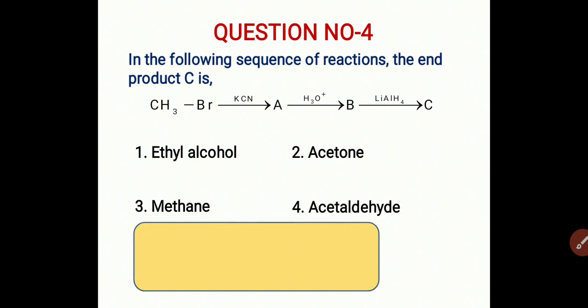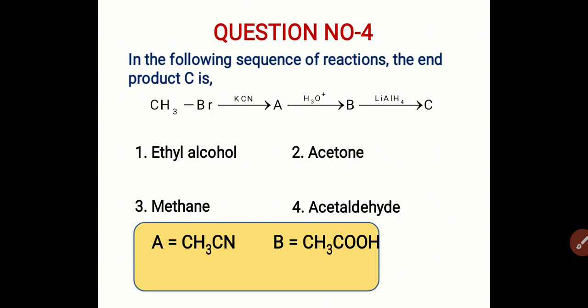So my dear students, what is the hint in this particular case? KCN reacts with CH3Br, and you are going to get a cyanide. Remember, AgCN gives rise to isocyanide, but KCN gives rise to a cyanide. Very simple. So when the cyanide undergoes hydrolysis, you are going to get a compound with the COOH group attached. So B is CH3COOH, that is acetic acid, which is going to form. Nitrogen is removed and CH3COOH is formed.